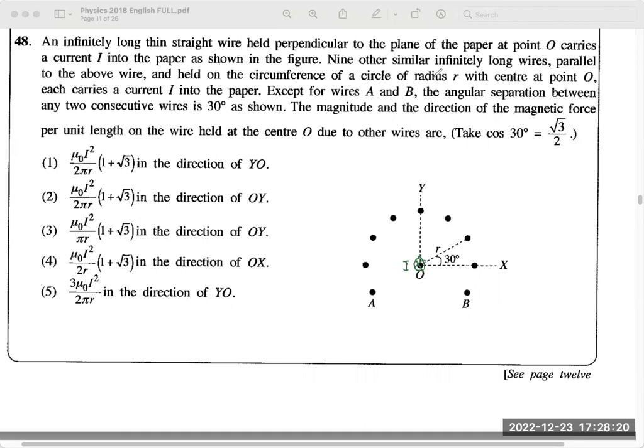9 other similar infinitely long wires parallel to the above wire are held on the circumference of the circle of radius r with center at O. Each carries current into the paper, the same current. So all of them are carrying a current into the paper, and that current is I.